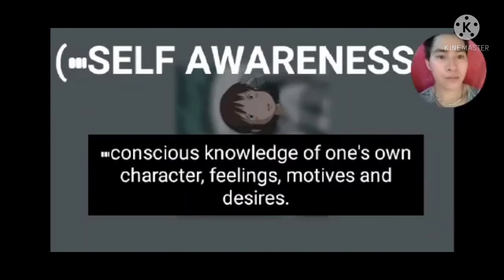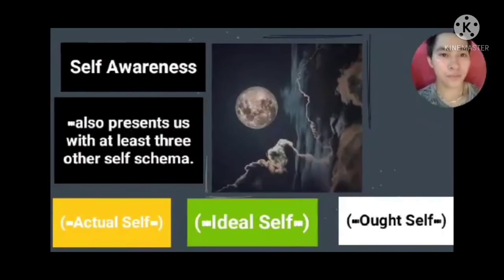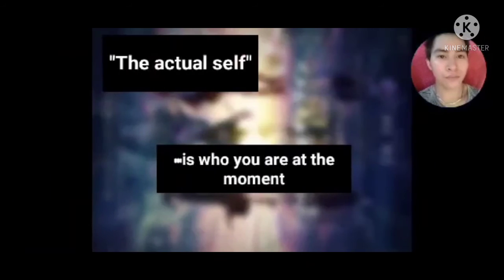Self-awareness: conscious knowledge of one's own character, feelings, motives, and desires. Self-awareness also presents us with at least three other self schema. Number one is the actual self. Number two is the ideal self. Number three is the ought self.